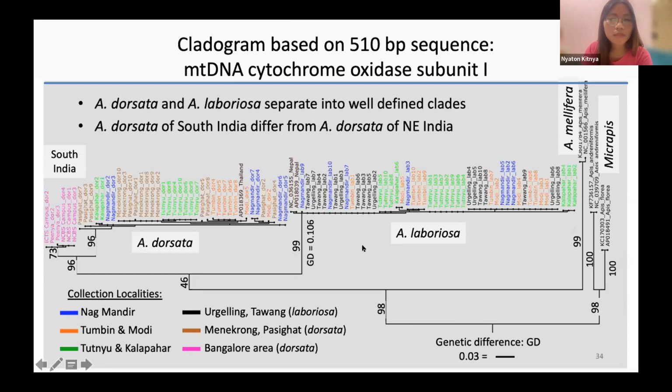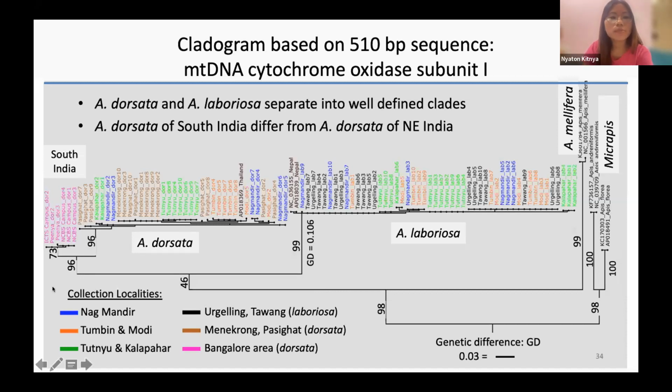And at the same time, Apis laboriosa from Northeast India forms a clade with Apis laboriosa from Nepal. Interestingly, the South India dorsata separates out from Apis dorsata of Northeast India, and this agrees with the data from Deborah Smith and team in their study.